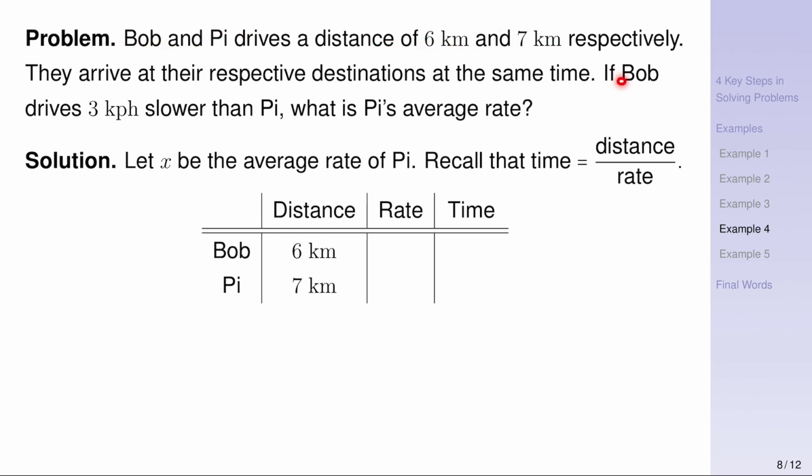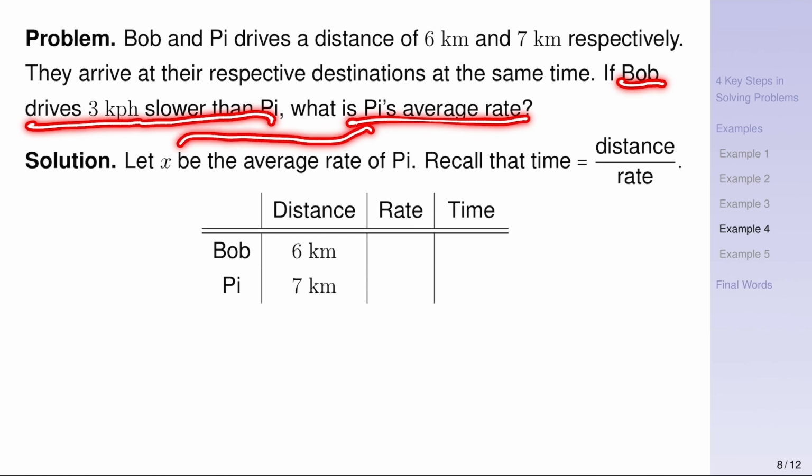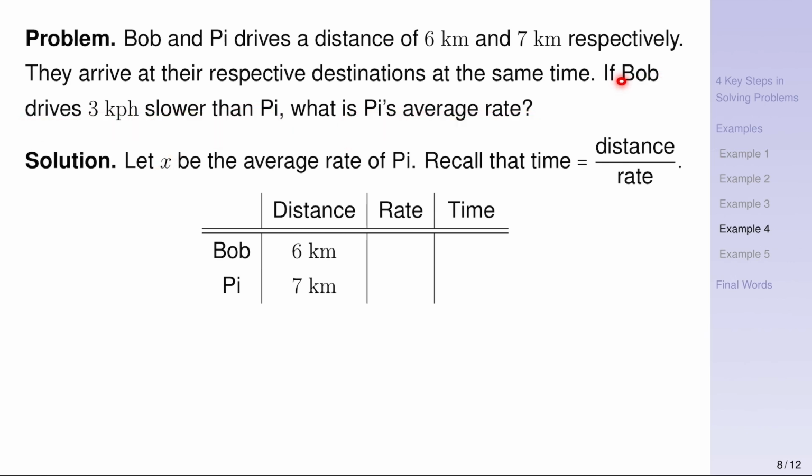So we have this. For the rate, we are given in the problem that Bob drives 3 kilometers per hour slower than Pi, but we know that Pi's average rate is denoted by x. In other words, in math symbols, the rate of Bob is x minus 3, and for Pi, it's x. How about the time? Are we given that quantity? No, but we are given the fact that they arrive at their respective destinations at the same time. So their times are the same.